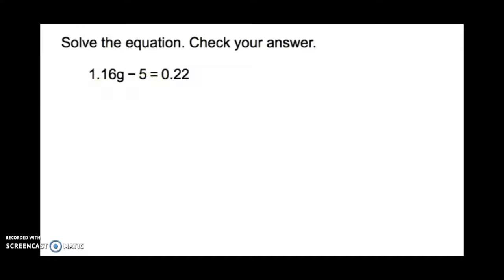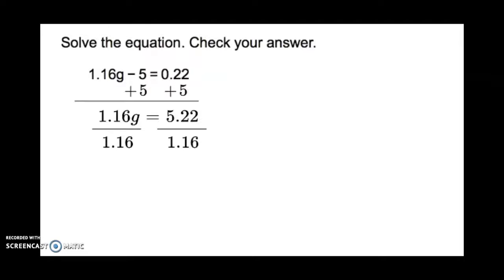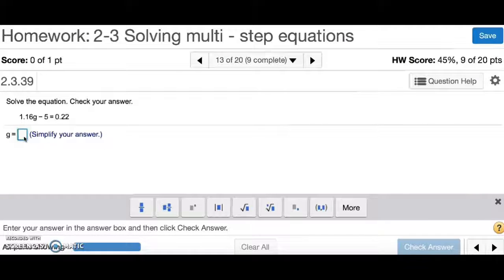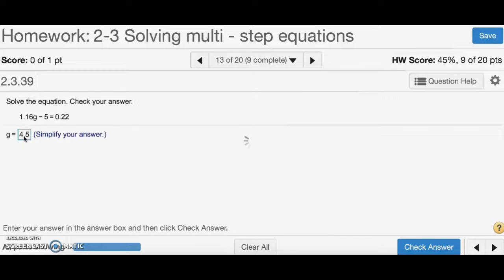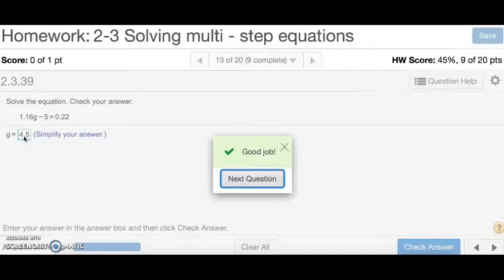We would add 5 to both sides to get the term with the variable by itself. So we add 5 and we get 1.16g equals 5.22. Divide both sides by 1.16, we get g equals 4.5. So let's type it in. Typing it in, and you get 4.5 for number 13.